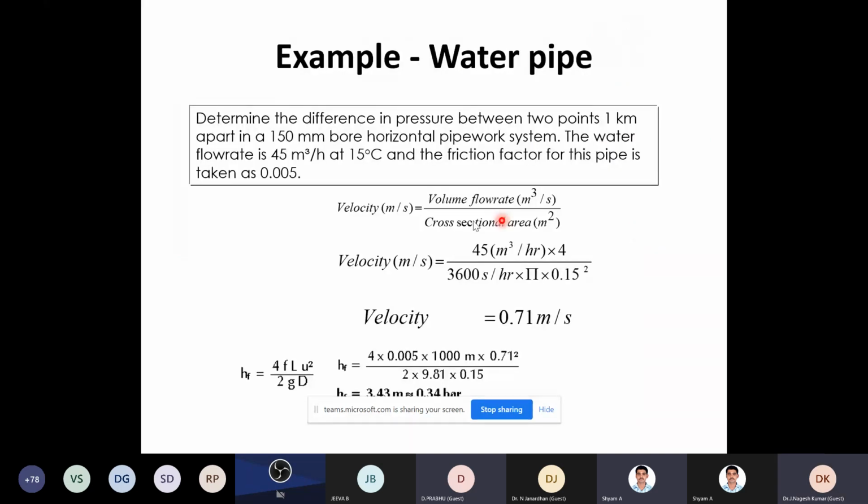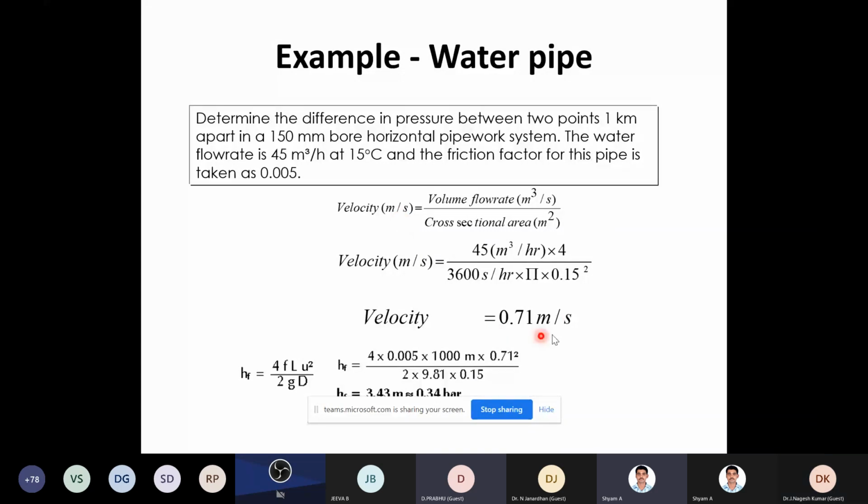So this is an example. Determine the difference in pressure between 2 points 1 kilometer apart in a 150 bore horizontal pipework system. In this case, water is selected, but the same thing is applicable for steam also. We take the water flow rate as 45 meter cube per hour and the friction factor as 0.005. So we know the flow, 45 meter cube per hour, and we know the cross-section area from the diameter. Q by A gives you the velocity, which comes to 0.71 meters per second.